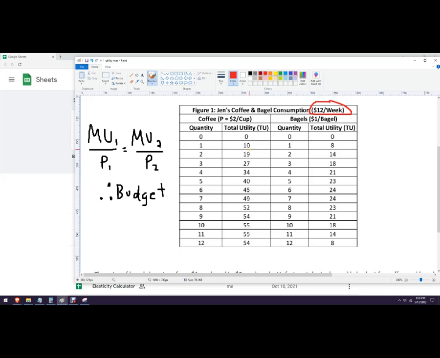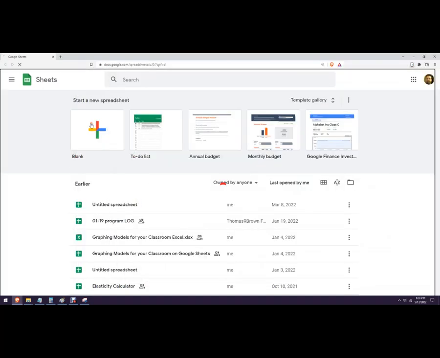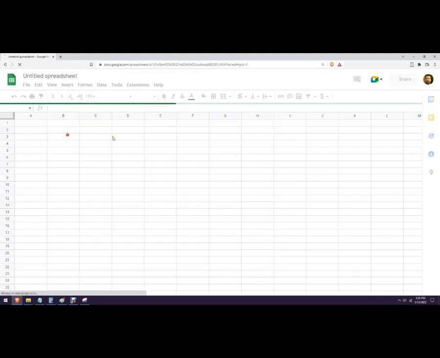So we need to calculate the marginal utility. That's just the additional utility. If I were to calculate this, the first coffee is 10, the next coffee is 9, and over here the first bagel is 8, the second bagel is 6, but that's not why you came here. You want to see it in Google Sheets. So here's Google Sheets.